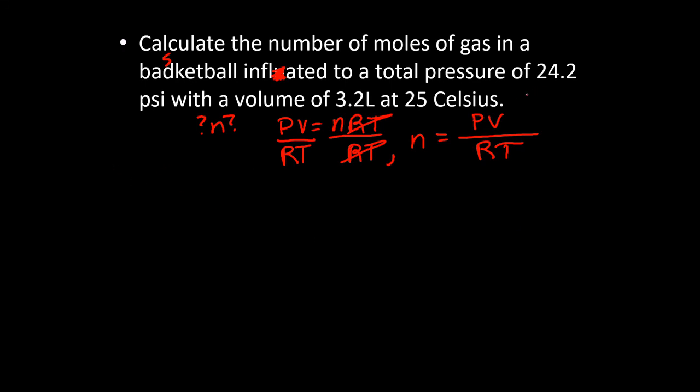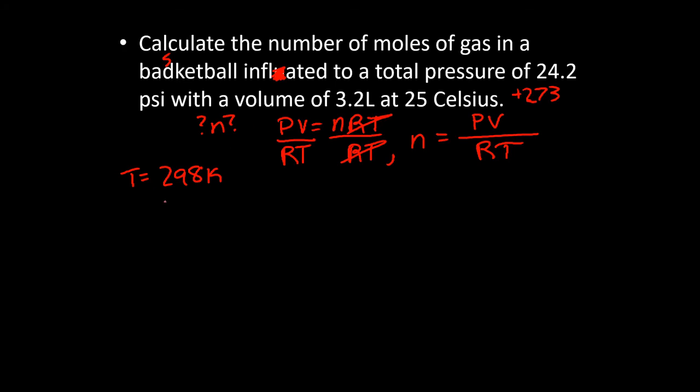So the pressure is in psi. We need that to be atmospheres. The volume is in liters. That's good, that's what we want. But then the temperature is in Celsius as well. The temperature is going to be the easy one. That is going to be 298 Kelvin. How I know that is I take 25 and add 273. Remember, that is how we convert from Celsius to Kelvin. We just add 273 to whatever the temperature is in Celsius, and that is 298 in this case.